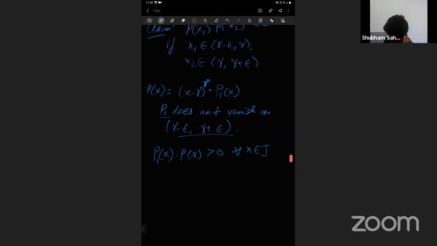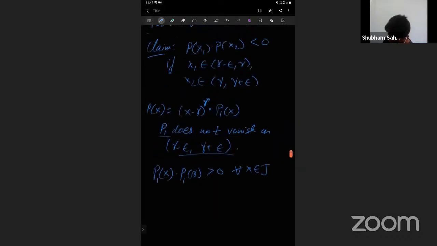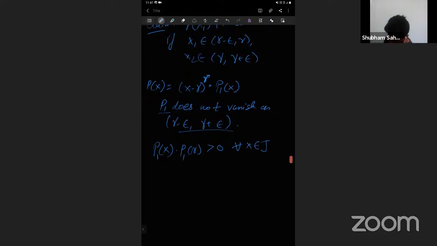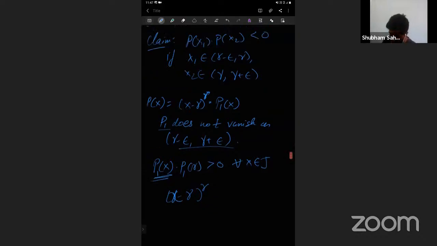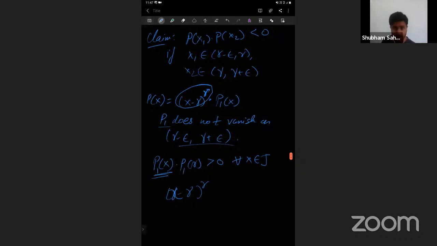So sorry, P1. So now we just need to show that this (x minus gamma) power r changes signs. The thing is, P1(x) has a constant sign. It is either consistently negative all through J, or it is consistently positive all through J. So if you just show that this particular factor changes signs, then we are done.